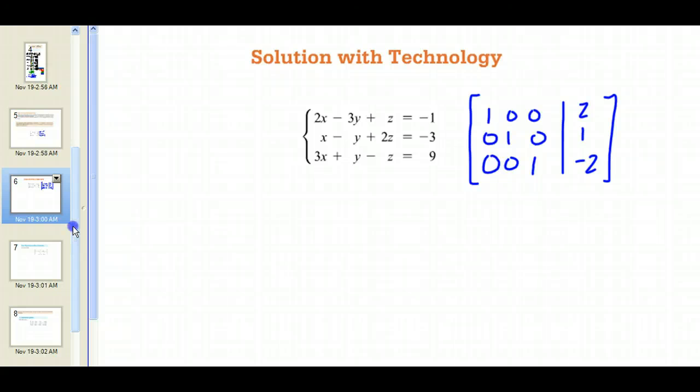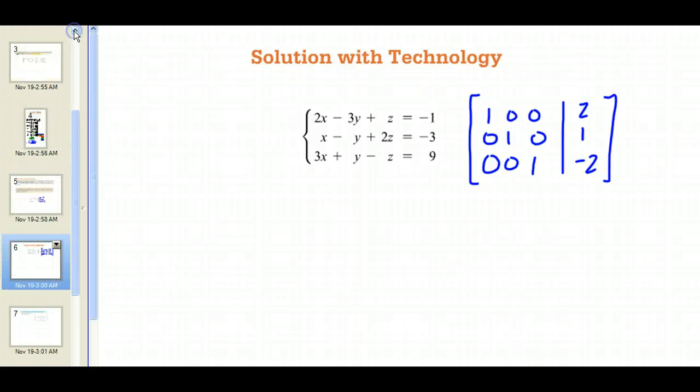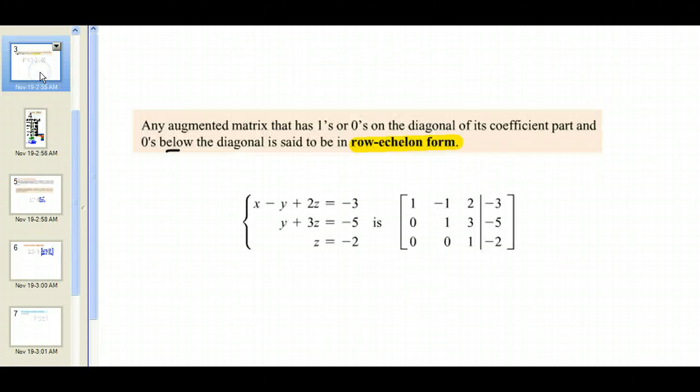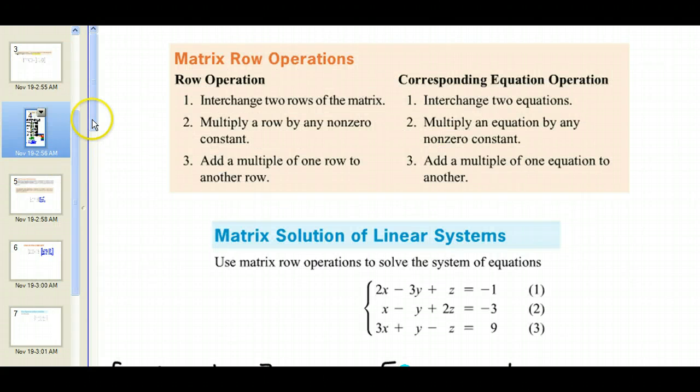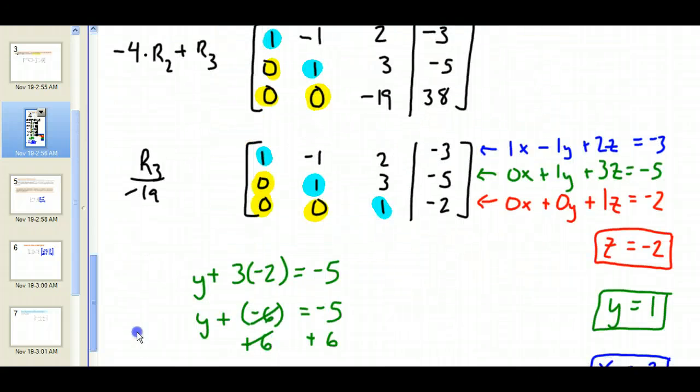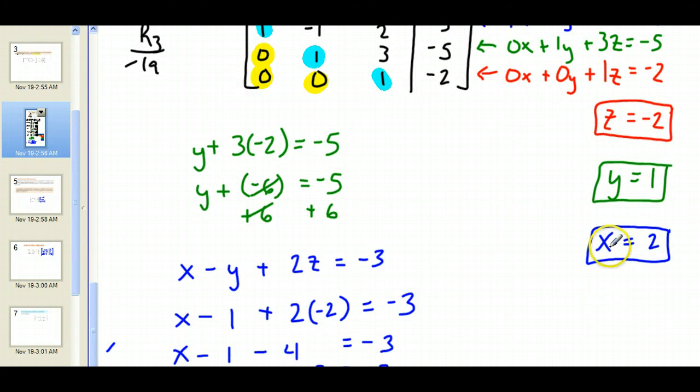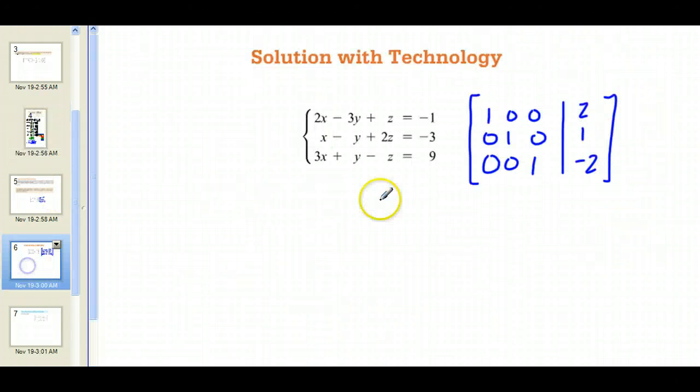Now if you look back at our solution, we got x equals 2, y equals 1, z equals negative 2. So this is the exact same thing.